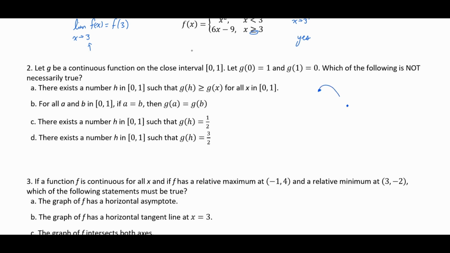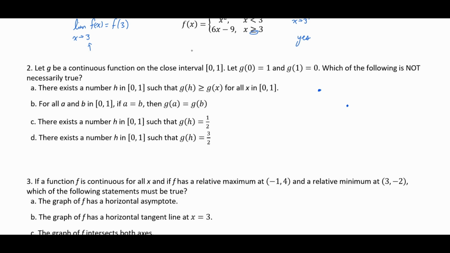It could do some sort of curve, it could just come up and down, and then come back there. All we know is that the function is continuous, so it cannot do something like that because that would not be continuous. Keep that in mind. Which of the following is not necessarily true? So let's just go through these one by one.